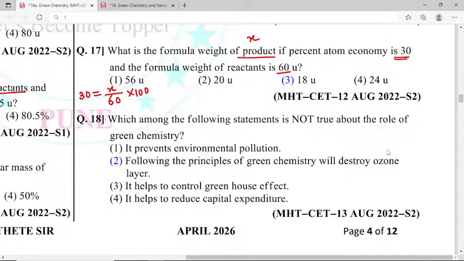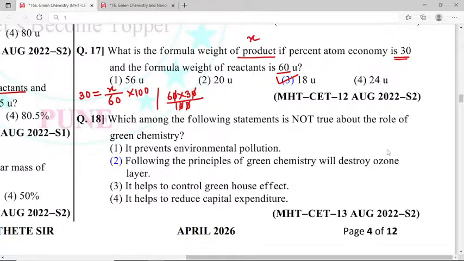Okay, so what is the calculation here? That's 60 multiplied by 30, and this whole divided by 100. So the zeros get cancelled. 6 into 3 is 18. So 18 u. Okay, get it?